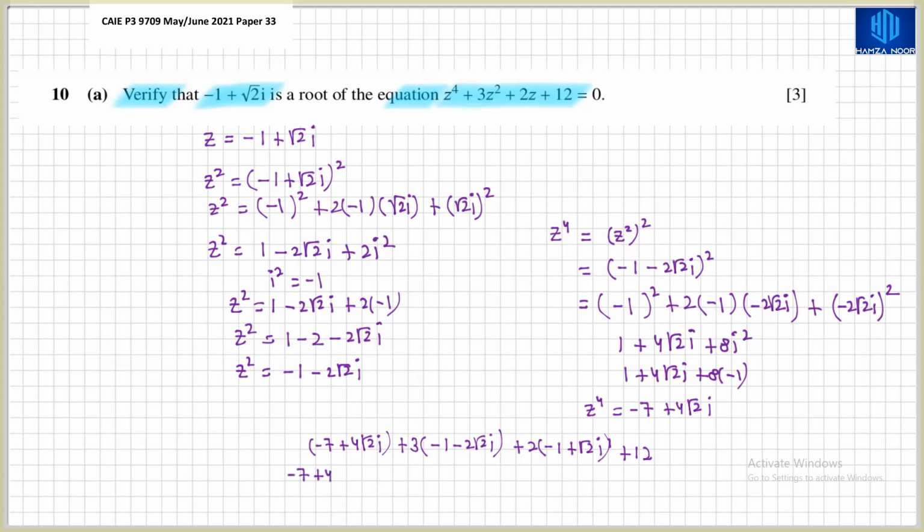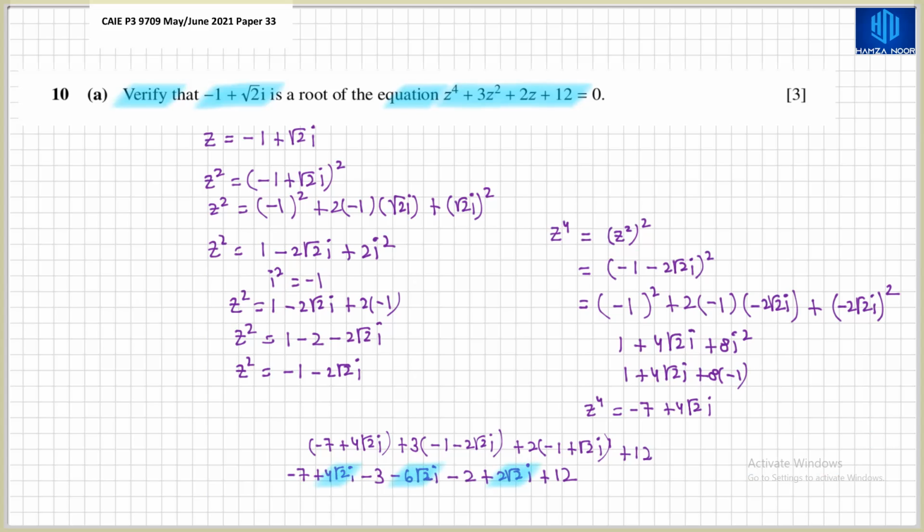So -7 plus 4 root 2i minus 3 minus 6 root 2i, and then -2 plus 2 root 2i, and then plus 12. So 4 root 2i minus 6 root 2i will become -2 root 2i, and then we will add 2 root 2i into it. So the terms in i will cancel out.